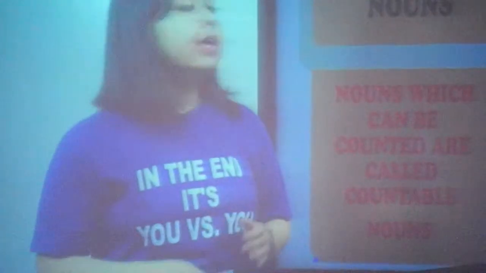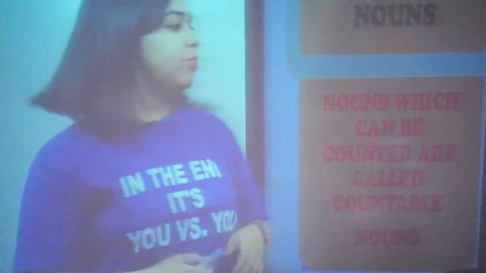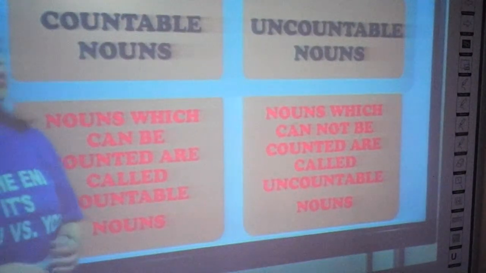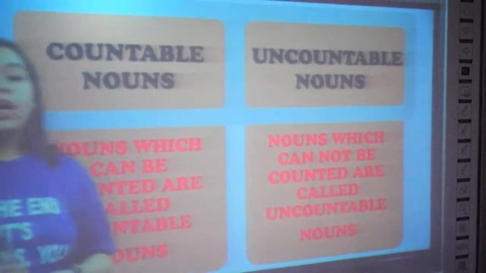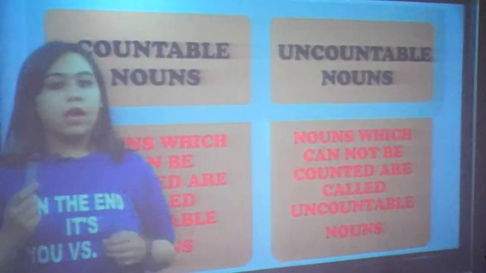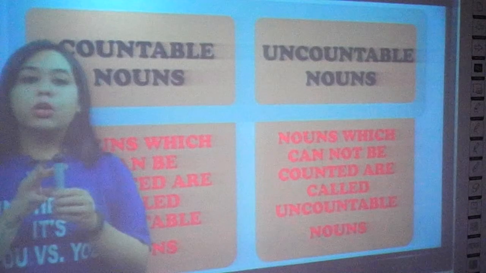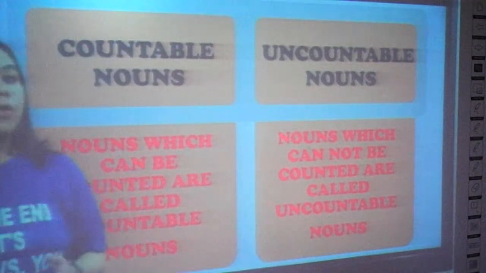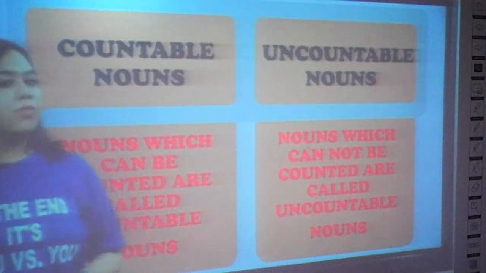Nouns which can be counted are called countable nouns. Nouns which cannot be counted are called uncountable nouns. Let me give you an example. If we talk about this pen, okay, if I keep two or three more pens, I can count them. One pen, two pens, three pens, four pens. Yes, I can count them. So pen is a countable noun.